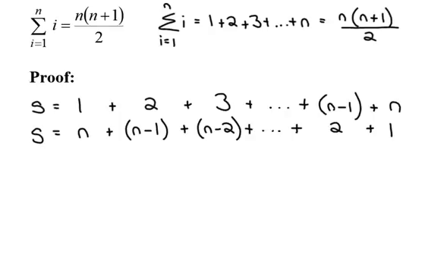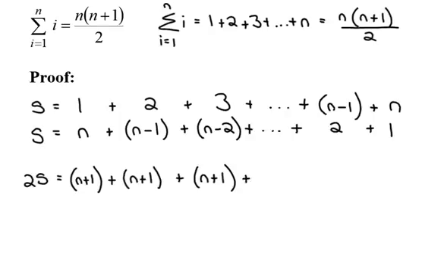Now we add all the columns vertically, which I can do because I'm adding both my sums. So if I add them vertically, I'm going to get 2S. Adding those columns, 1 plus n gives me n plus 1. Here I'm going to add 2 plus n minus 1, which again gives me n plus 1. Here I'm going to add 3 plus n minus 2, which again gives me n plus 1. Here I add n minus 1 plus 2, which again gives me n plus 1. And the last one, n plus 1 again.